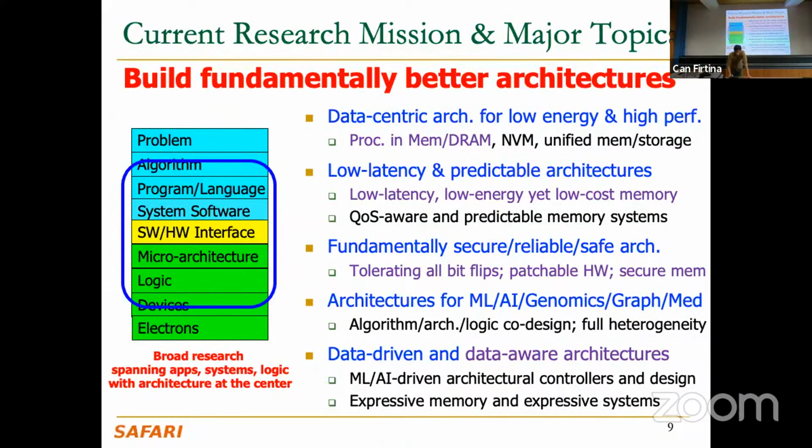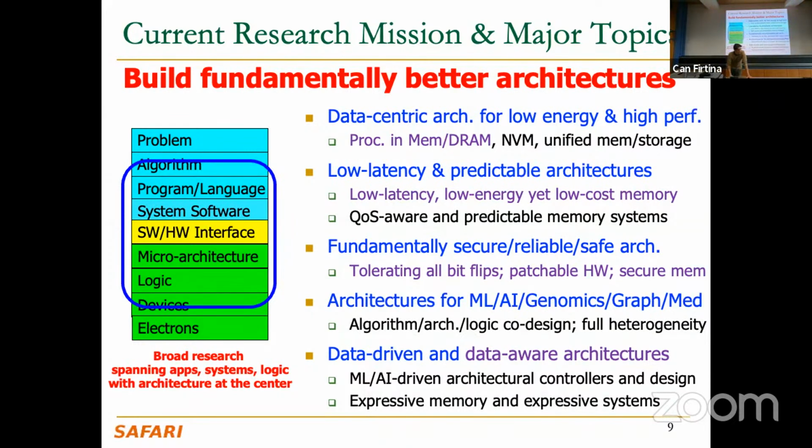Fundamentally secure, reliable, and safe architectures. That's also an important pillar of this course, discussing how to build more secure and safer architectures. We will talk about some problems that you may have in your system due to failures in the microarchitecture of the system. You might have heard about Spectre or Meltdown.